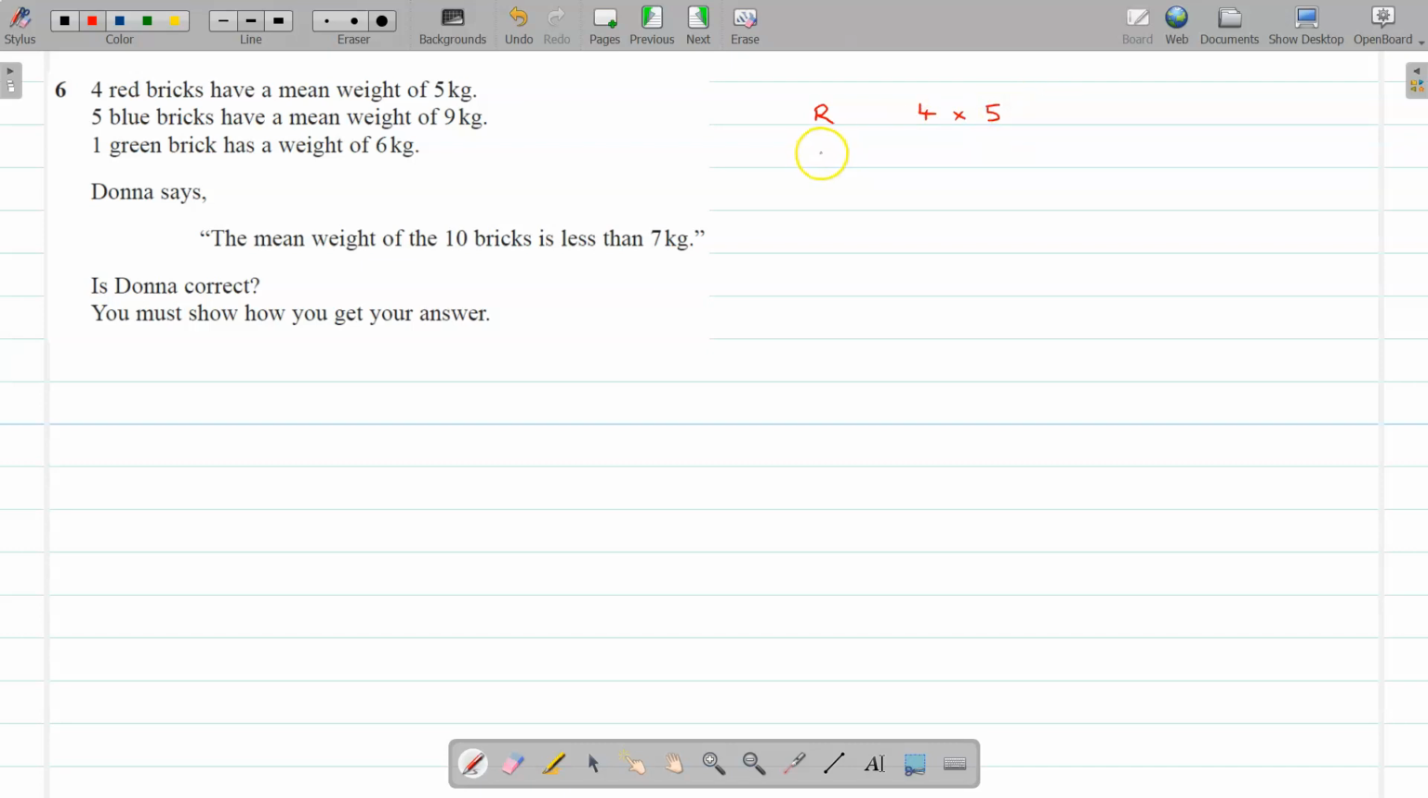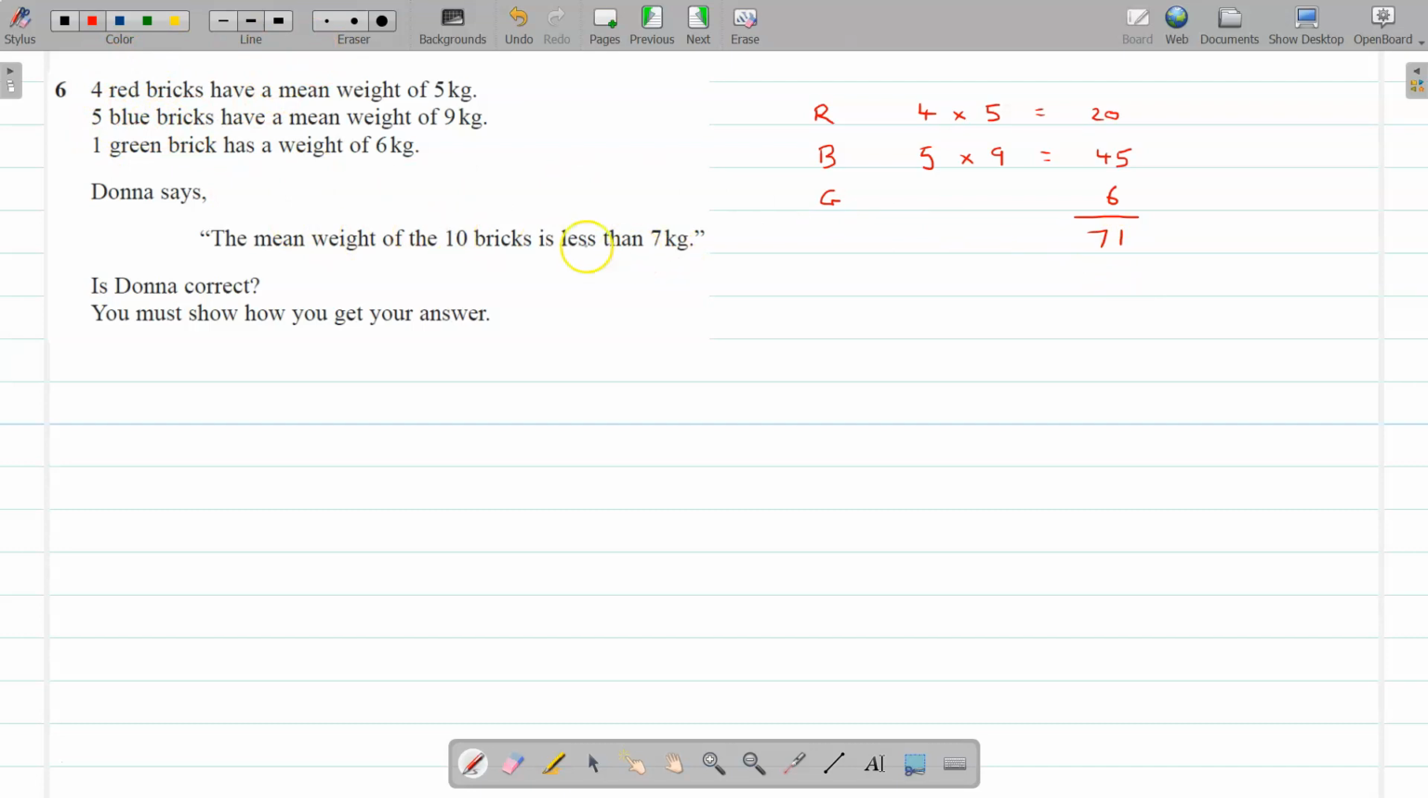And the total mass of the blue bricks: there was a total of 5 blue bricks with a mass of 9 each, so that would have been 45. I'll just put the totals there, 20, 45, and then we've just got 1 green brick which weighed 6. If we total those together, that gives us 71. That's the total mass of all 10 of the bricks.